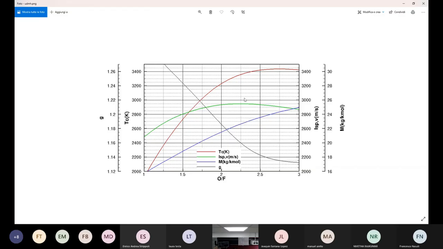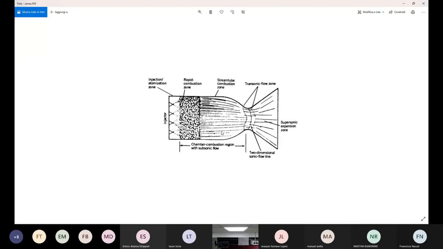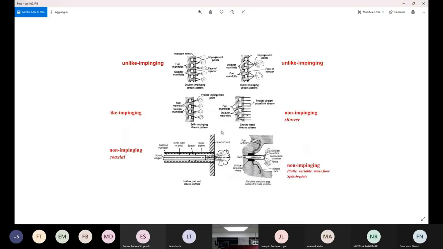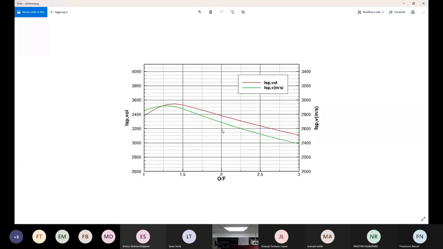And this means that also the specific impulse, and we'll see in another plot, I don't know if it's here. Yes, no, it's barometric specific impulse. What is the difference here? And I should have also the specific impulse. This is N2H4.